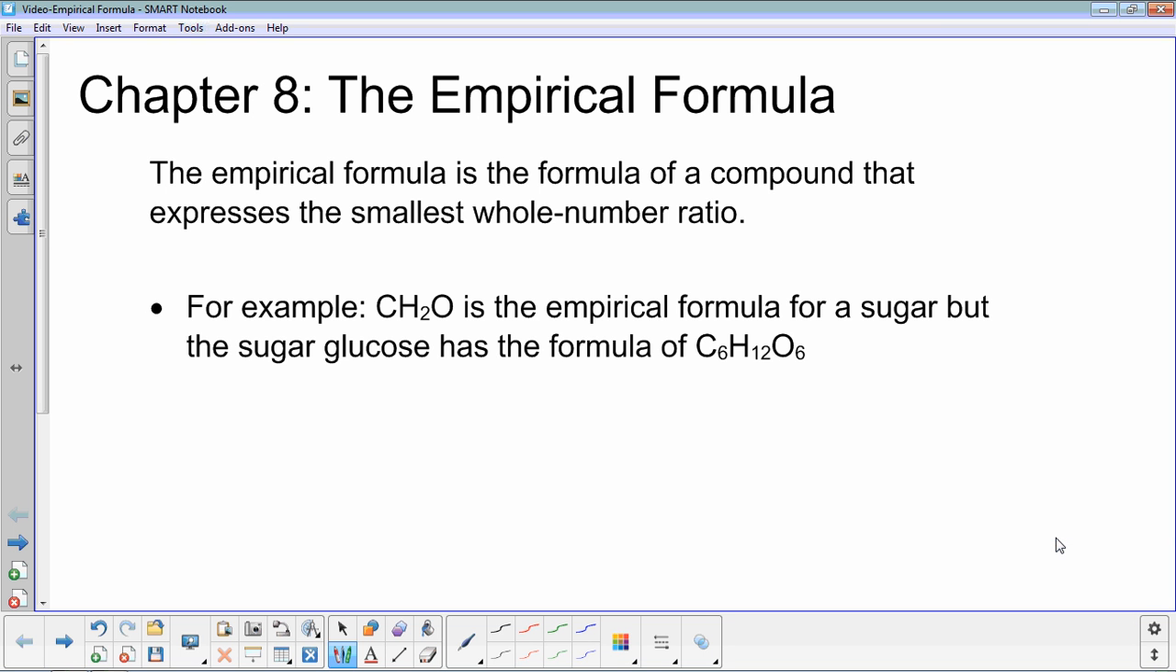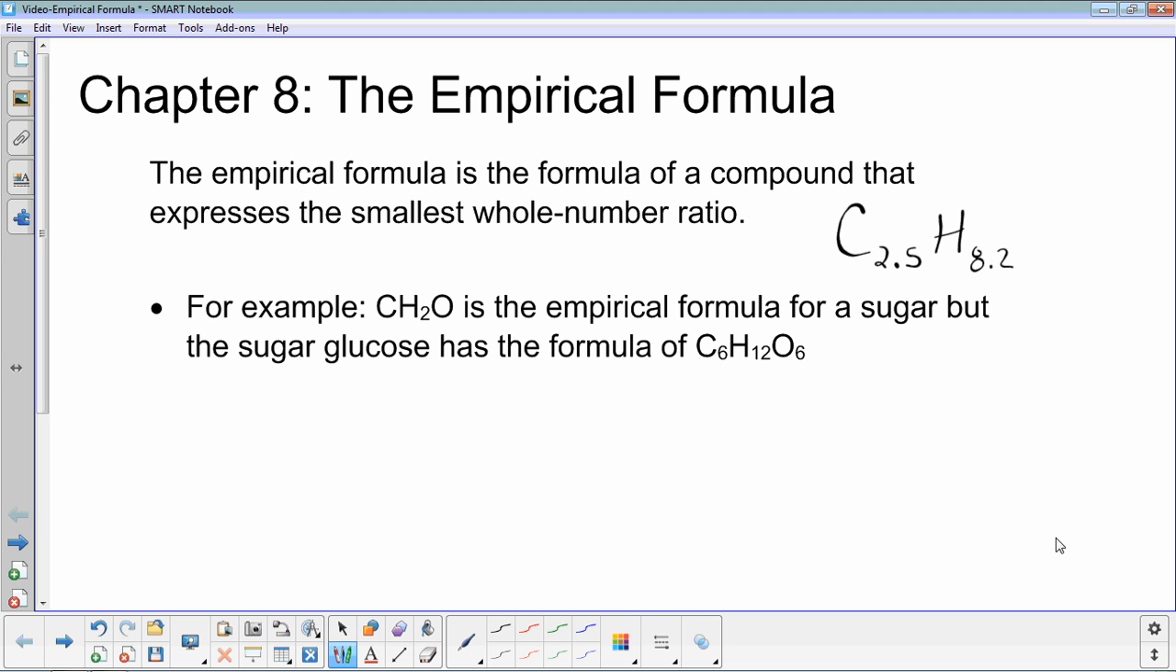So in this video, we'll be finishing up our Chapter 8 series by talking about the empirical formula. The empirical formula is the formula of a compound that expresses the smallest whole number ratio. So when I look at a normal chemical compound, I don't see things like 8.2 or weird numbers that are decimal places. I see things like C4H8.